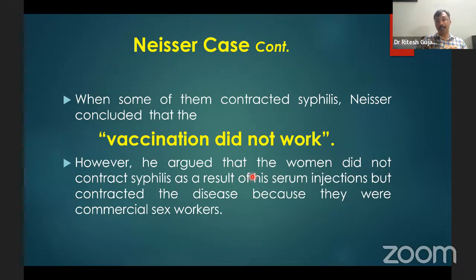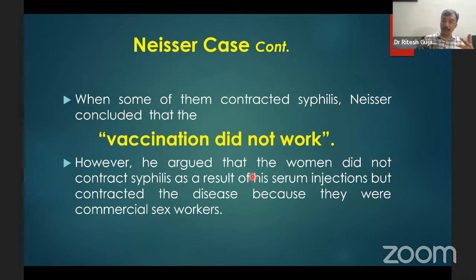However, he argued that the women didn't contract syphilis as a result of the serum injections, but contracted the disease because they were commercial sex workers. And that's why he selected a group of people from the commercial sex worker group. So the research ethics were compromised: the consent was not taken, and without their permission, such severe viruses were instilled in the patients' bodies, and then they were afflicted with syphilis. And in those eras, syphilis was considered untreatable.